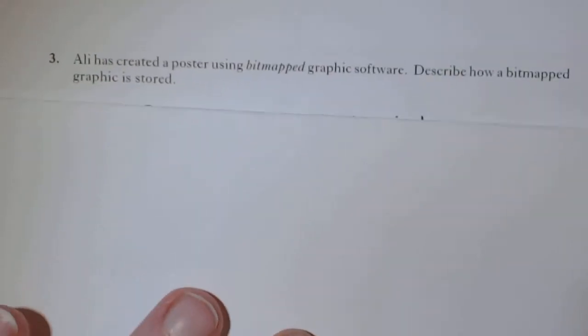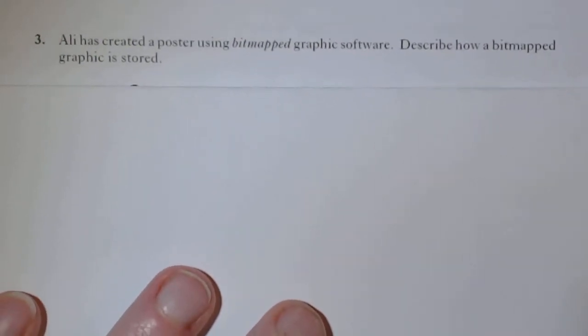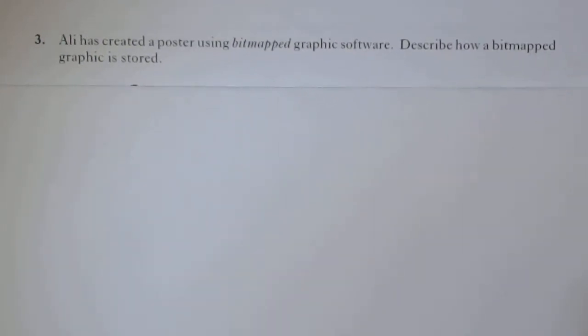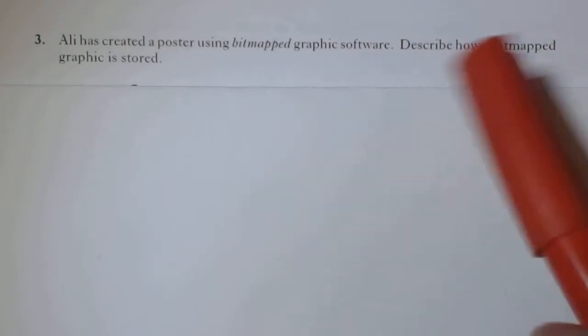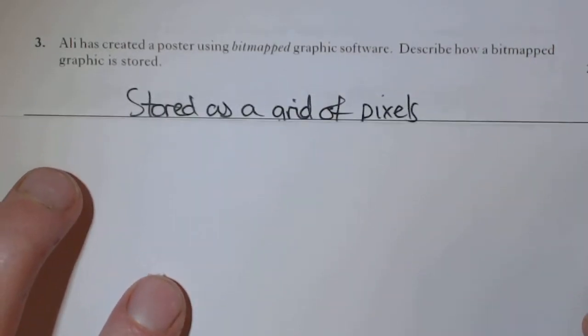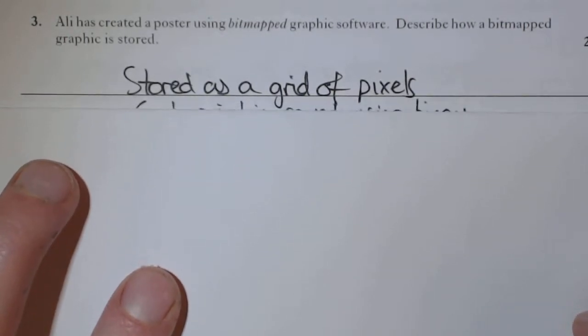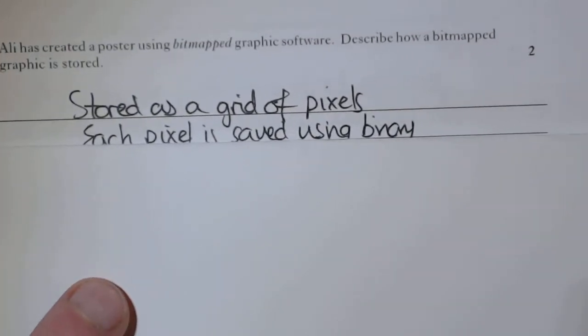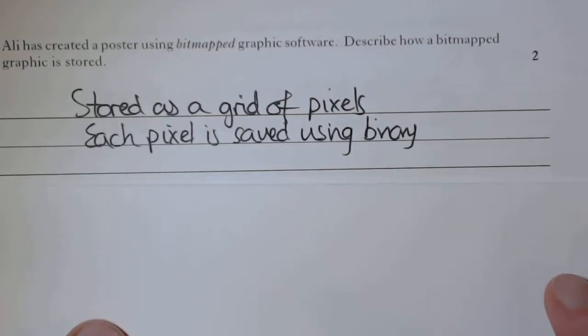Now you hopefully start seeing some of these questions are virtually the same. So here's another one asking you how a bitmap graphic's stored. So you remember it's a grid of pixels, and each pixel saved using binary. Okay, and that's getting you your 2 marks.